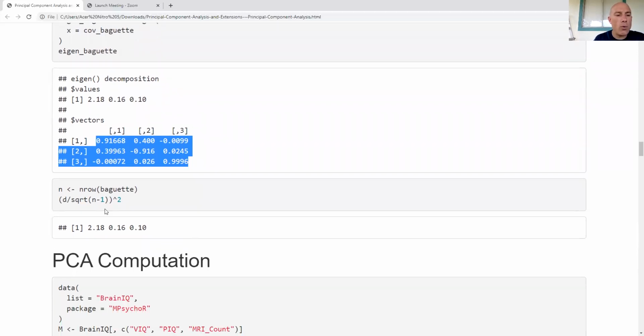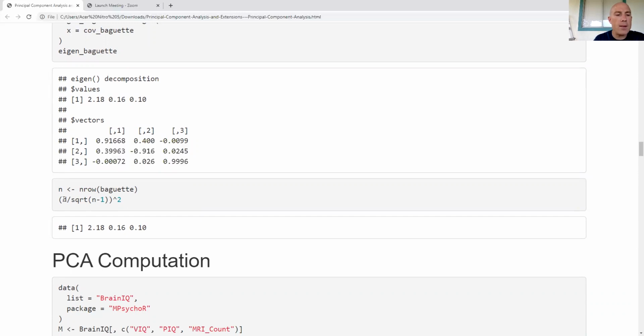Now, if I go through and I take the d from the singular value decomposition, divide by n-1, take it inside the square root, and I square everything, so this will be the singular value squared divided by n-1, I get exactly the same values I have for the eigenvalues. So what this is telling me is that the singular values are coming from eigenvalues of the covariance matrix.